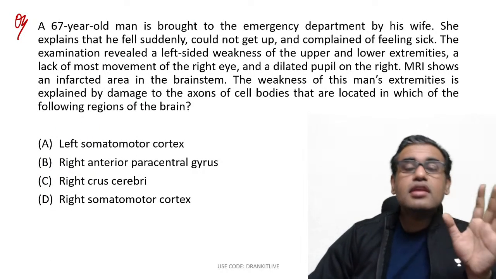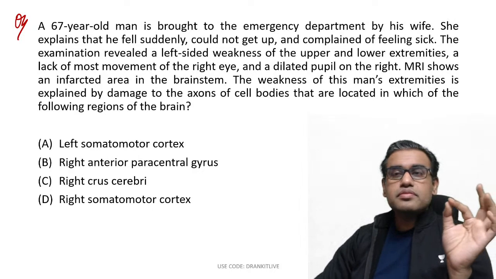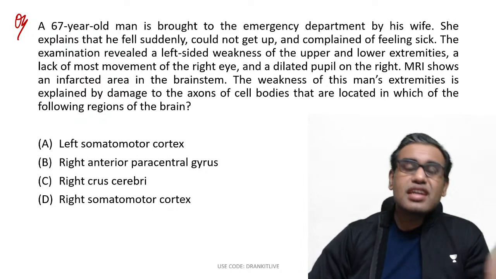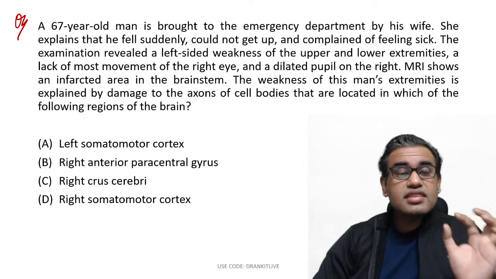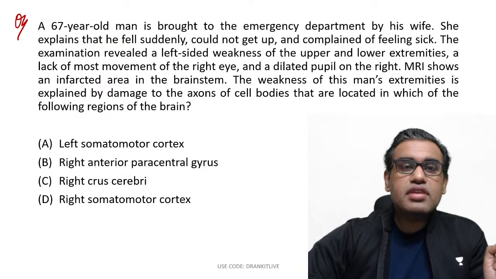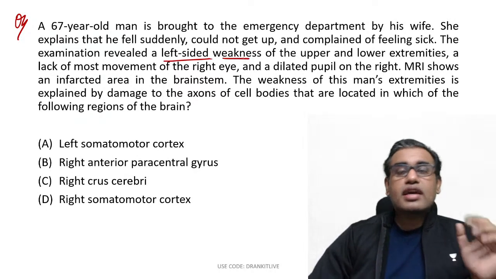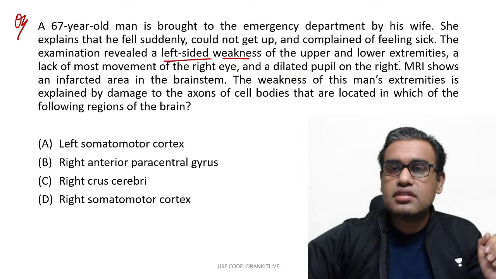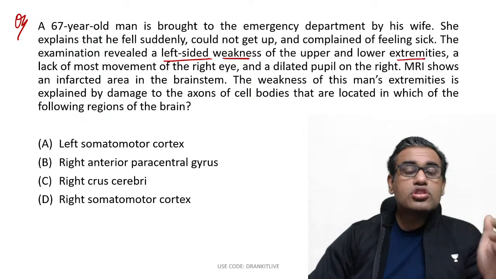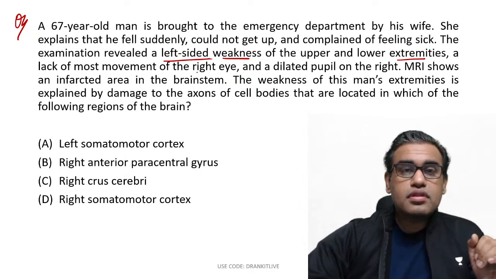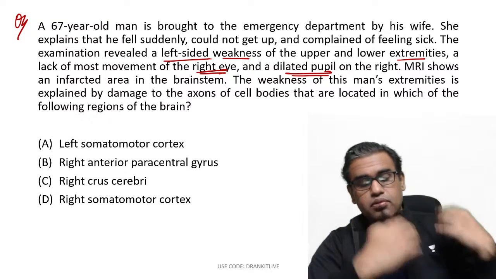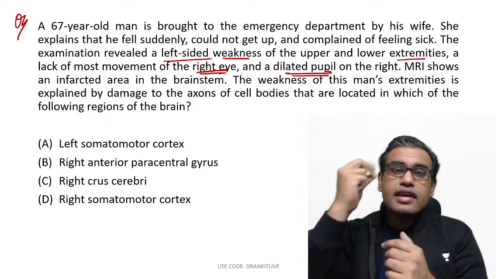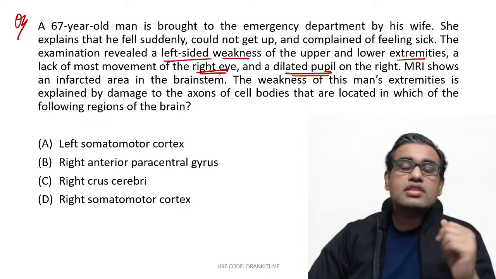A 67-year-old man is brought to the emergency by his wife. She explains that he fell suddenly, could not get up, and complained of feeling sick. The examination revealed a left-sided weakness of the upper and lower extremities, a lack of movement of the right eye, and a dilated pupil on the right. Left side body weakness, right side eye movements gone, dilated pupil is there. Torchlight, you can check it.